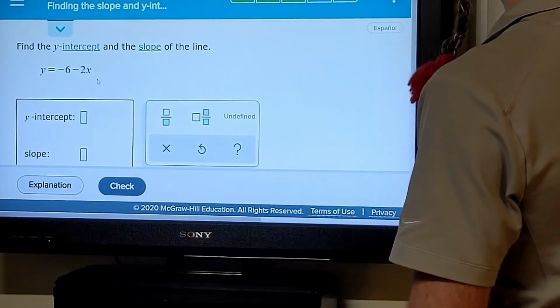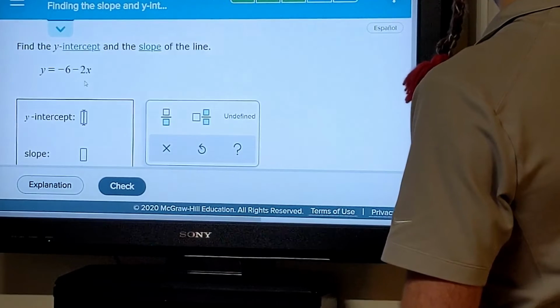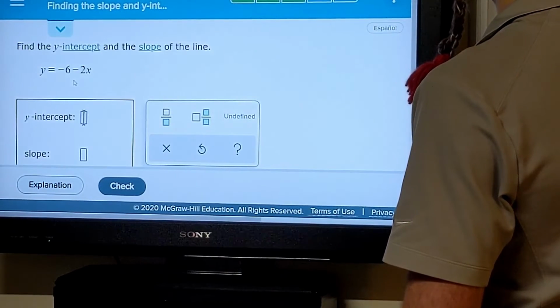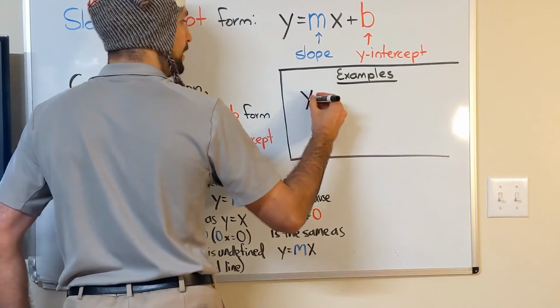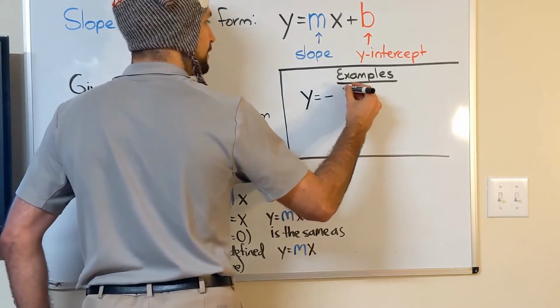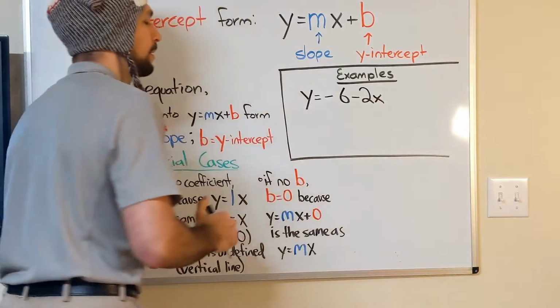Now we have a more conventional question over here, but we don't quite have it in y equals mx plus b form. So we're going to have to still work on this one just a little bit before we hit that submit button. Now here we were given y equals negative 6 minus 2x.